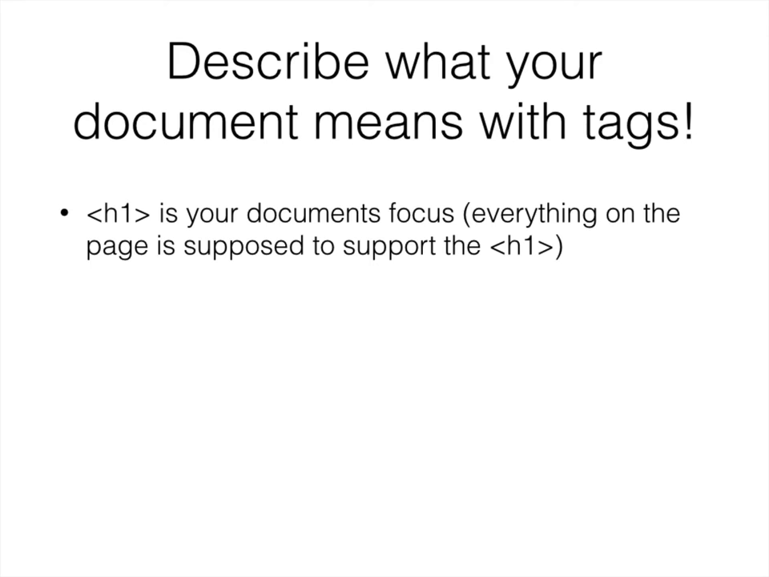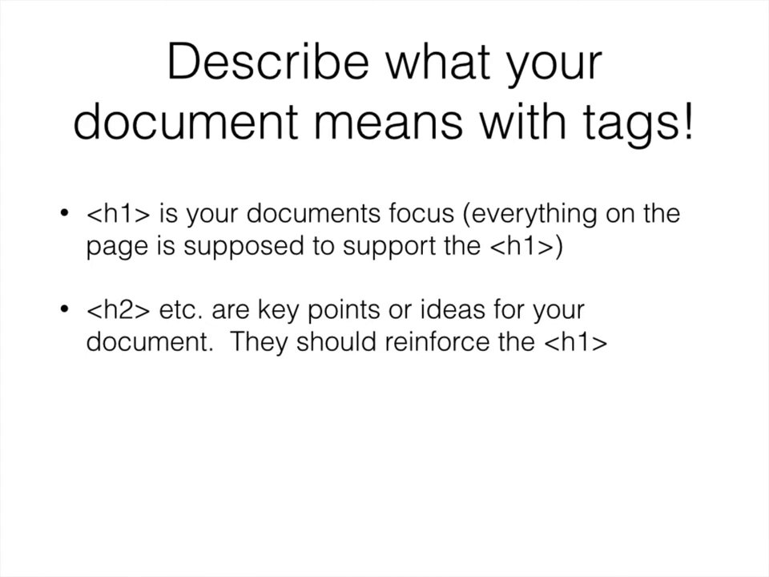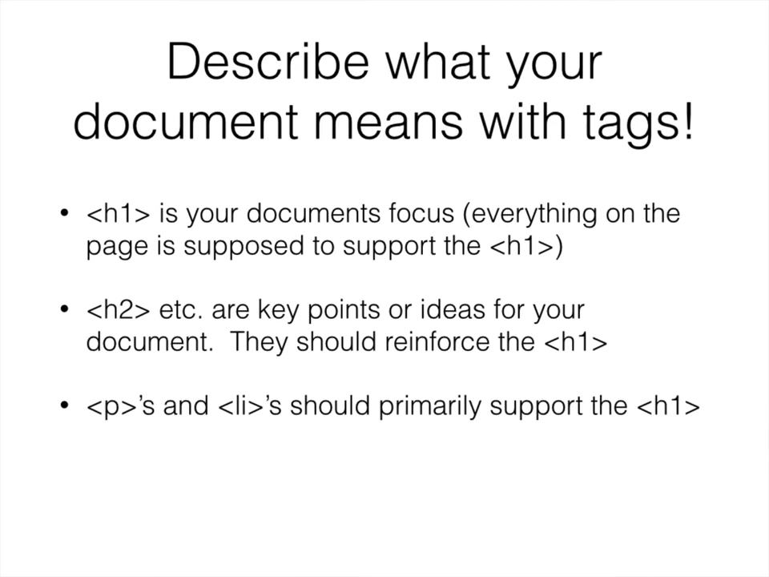So if your title is about a specific book, then everything in that document really should be about that book, with some caveats. You have other heading tags. Those should be key ideas that, again, reinforce the H1. They can also be key ideas about a section that maybe diverged a little bit from the H1. But in general, you have one H1, a couple of H2s, and a couple of H3s if you need them. You don't necessarily need them. And then you have paragraphs and list items, which we haven't done, that support the H1.